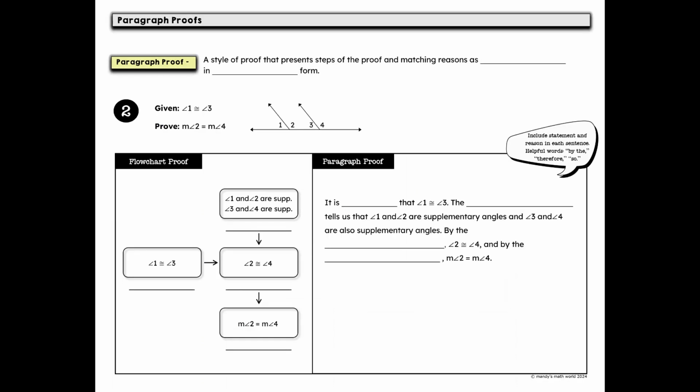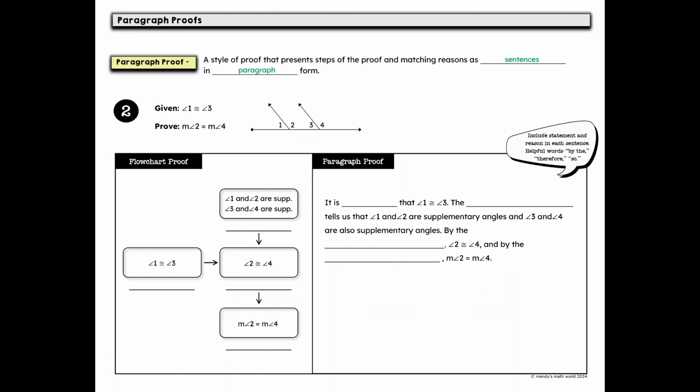So let's move on to our next example. And we're actually going to do a flowchart proof of this example. And then we're going to take that flowchart proof and do a paragraph proof. My least favorite, but it's very common, especially in the higher level math classes. A paragraph proof is a style of proof that presents steps of the proof and matching reasons as sentences in paragraph form. So let's start this example.